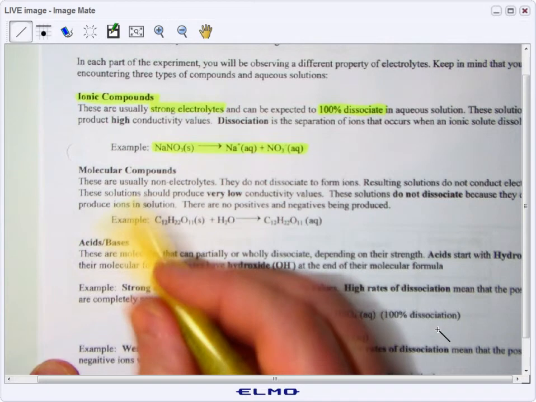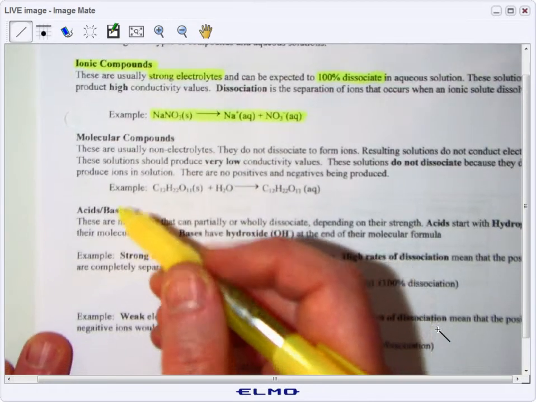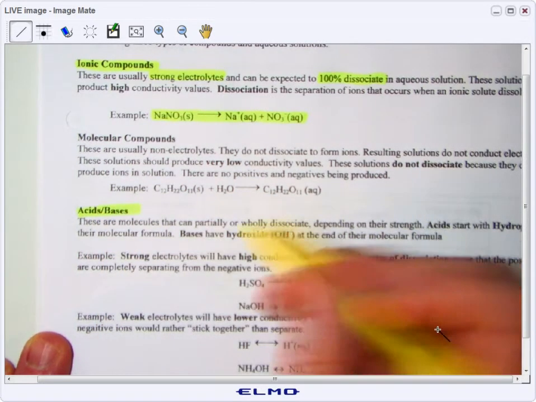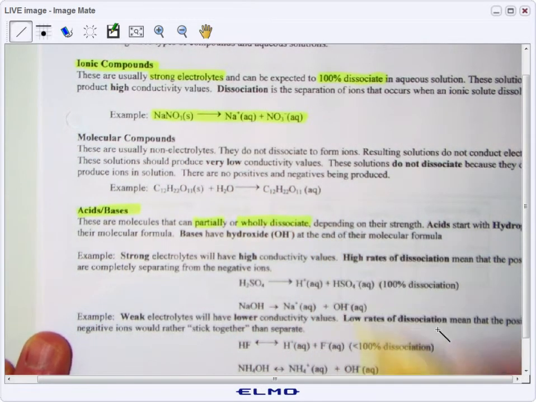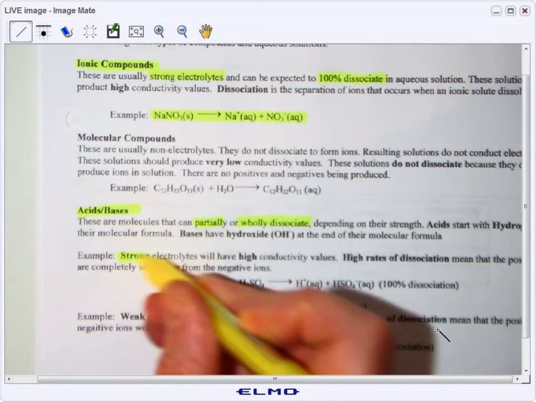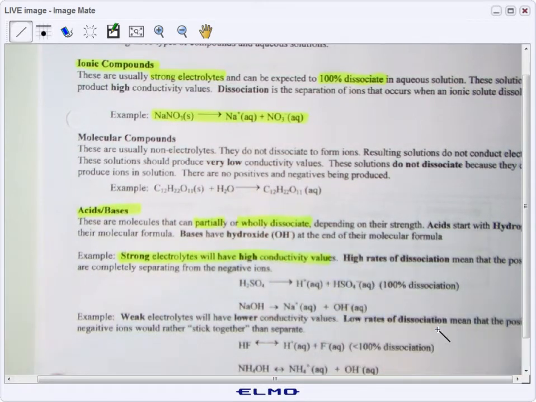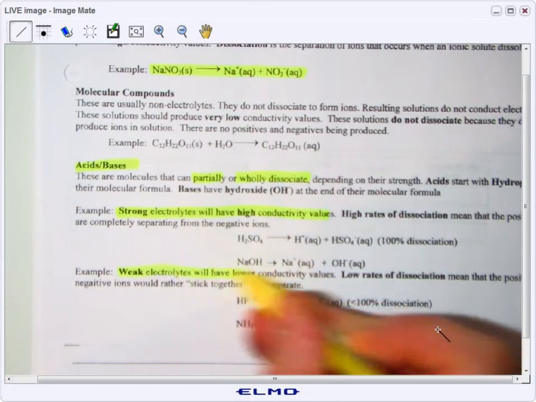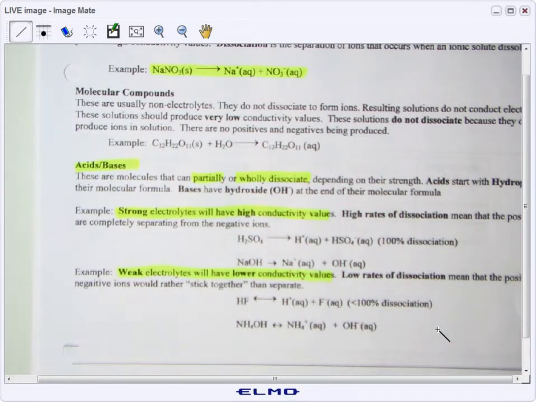I'm going to jump down to acids and bases. Acids and bases, okay, they can either partially or completely dissociate. A strong electrolyte splits apart completely, so it has high conductivity values. Weak electrolytes, or weak acids and bases, only partially split up, so they have low conductivity values.